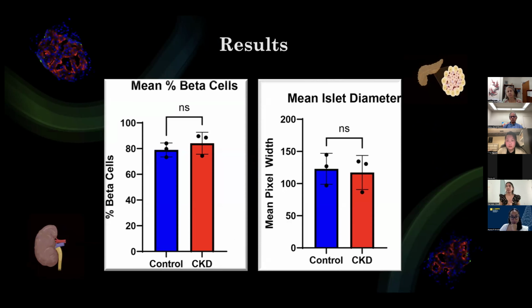Based on the results, we did not see a significant difference in % beta cells between the rats with CKD and the control rats. And the same goes for islet diameter. We did not see a significant difference between the rats with chronic kidney disease and the control rats.